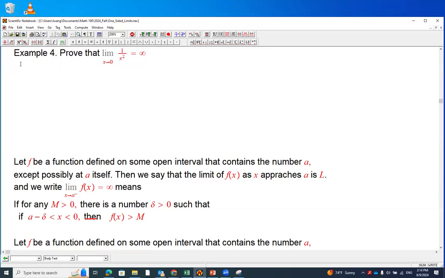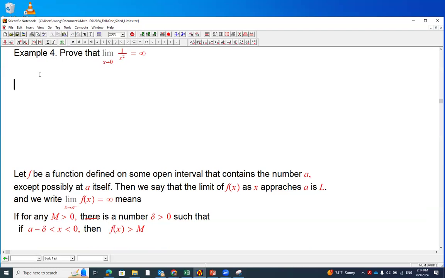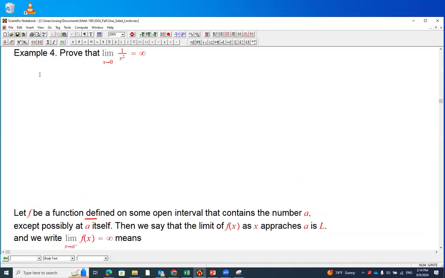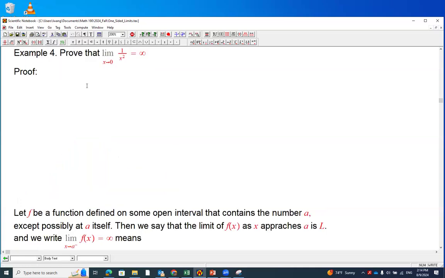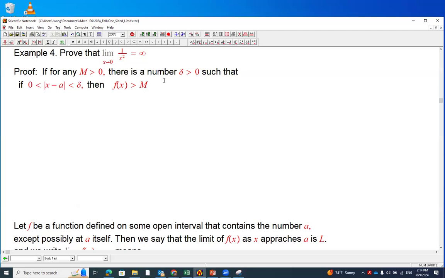Right? So how do we prove it? Oh, let me clean this up. There's some residual mark. Okay, so proof. How do we prove that? So proof. So we're going to follow the definition for any, right? So we're going to use that sentence structure. For any M, we have to determine the delta here. Okay, so we must determine the delta.